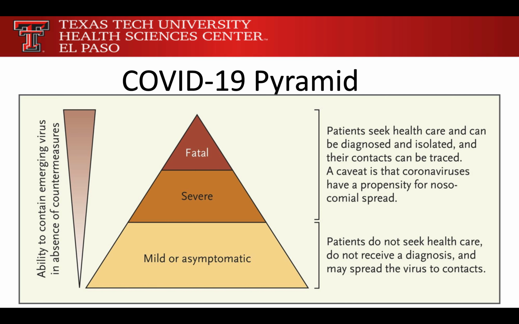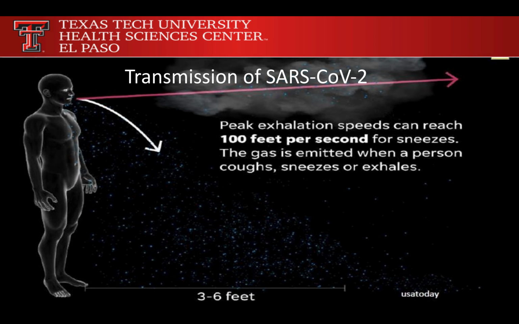A little bit on the transmission of SARS-CoV-2. When you're out and about, exhaling, talking, yelling, singing, you're always emitting things called respiratory droplets. These go into the air around us and can potentially be breathed in by those who are close to us. For example, whenever you sneeze, the respiratory droplets can reach up to 100 feet per second.